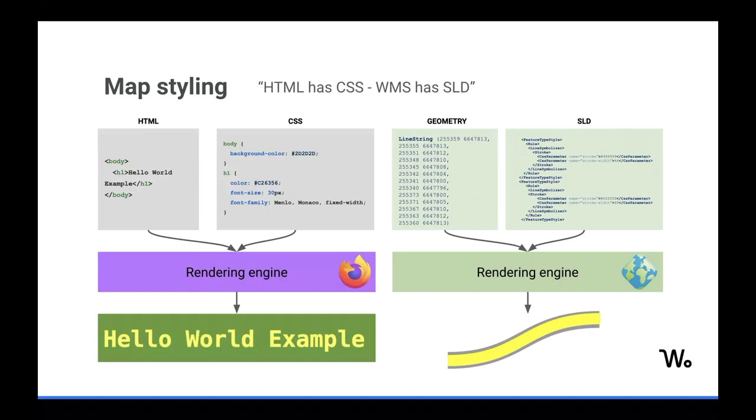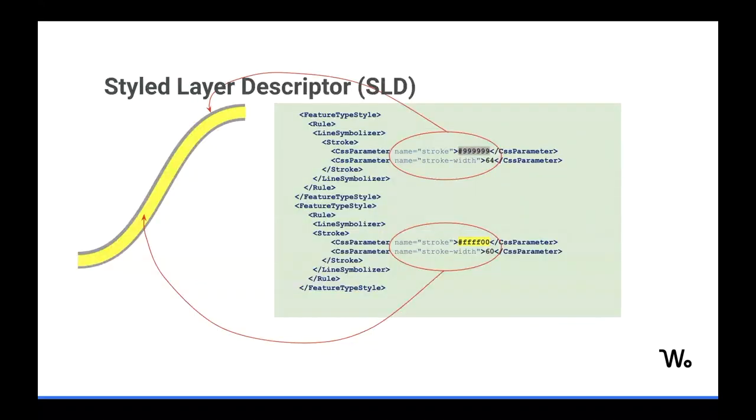The geometry in question is rendered using the applied rendering rules, and the end result can be presented to the user. And in this case, that's a road segment. Diving a bit deeper into the SLD, we can see that it can actually utilize a subset of CSS to define how the object should be rendered.